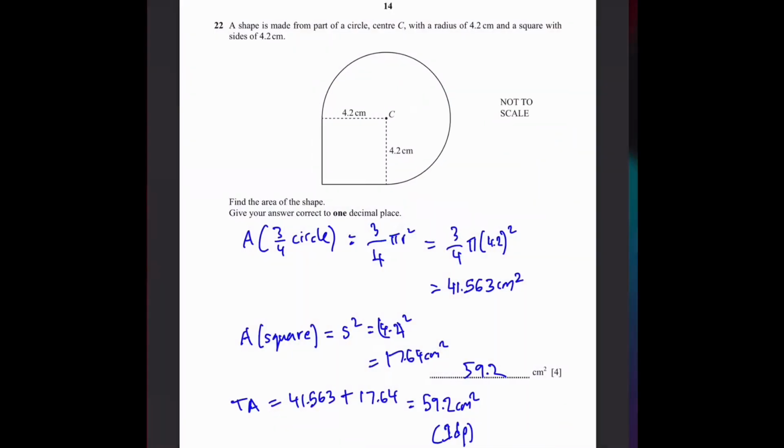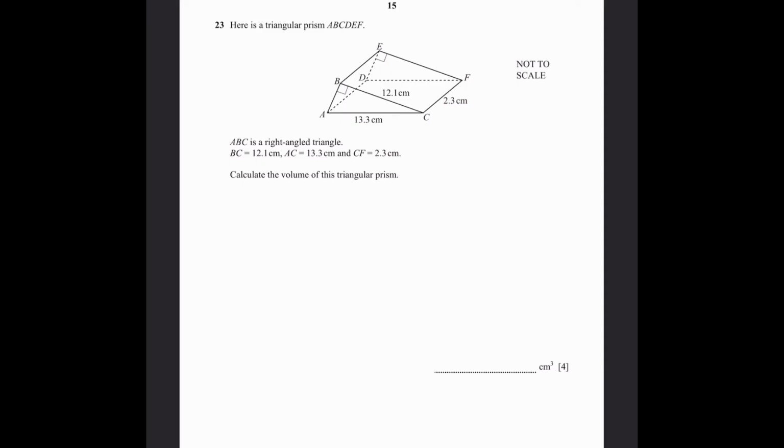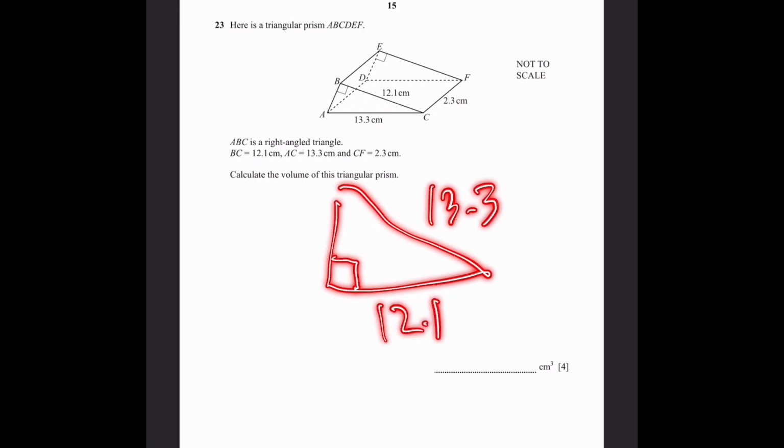Let's go to question 23. Here's a triangular prism ABCDEF over here. ABC is a right angle triangle. BC is equal to 12.1 centimeters. AC is equal to 13.3 centimeters. CF is 2.3 centimeters. Calculate the volume of this triangular prism. So the volume is equal to the area of the cross section, which is the triangle, into the length, which is 2.3. So when you take this triangle, we will see something like this. Right angle, 13.3, 12.1. This is ABC, like this.